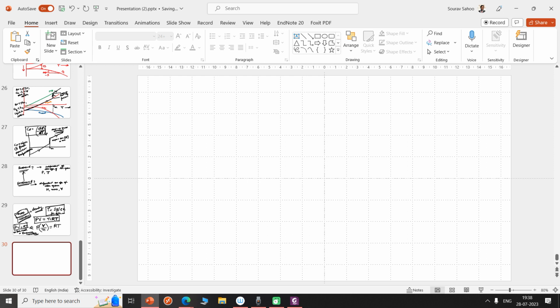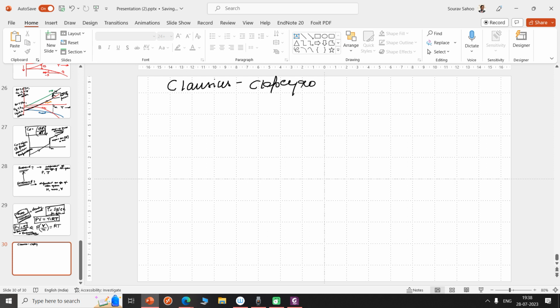So we have seen in the last part of the lecture the Clausius-Clapeyron equation. Right, the Clausius-Clapeyron equation, and there was an assignment to try it out on a phase diagram. So we'll quickly go through how we have derived the relation for the Clausius-Clapeyron equation.